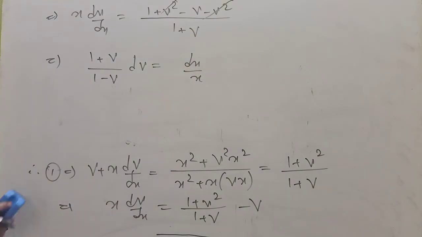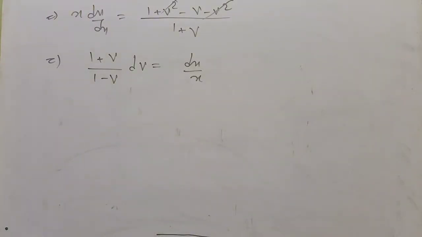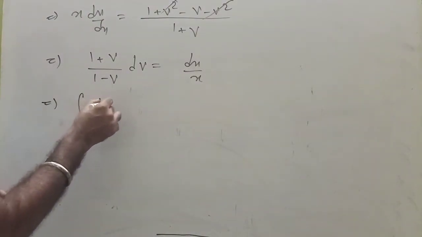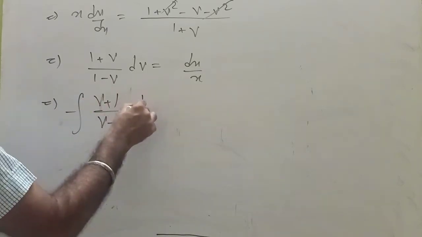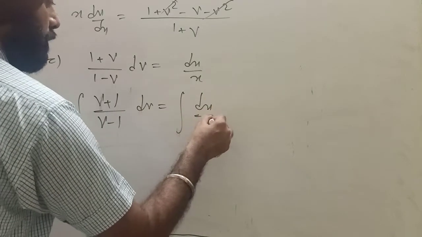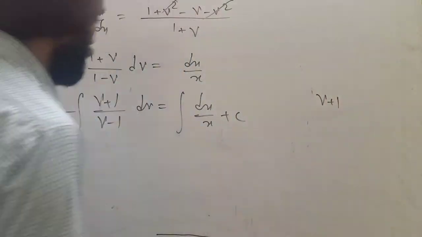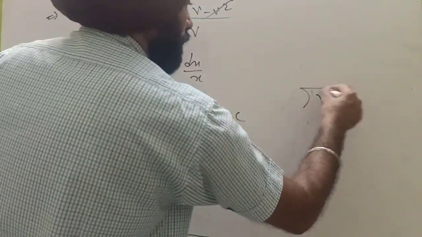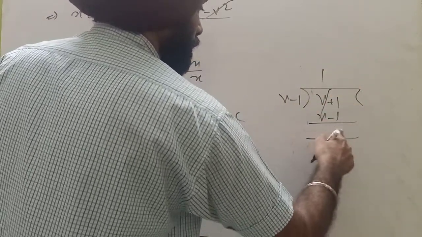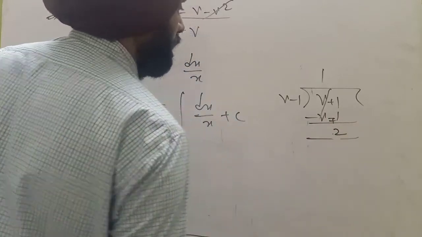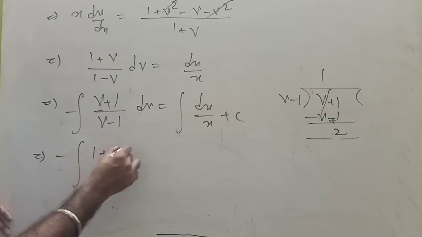Now this can be solved easily, integrating both sides, applying variable separation method. Integrating both sides. This can be written like this: v plus 1 over v minus 1 after taking negative sign common, integral of dx over x plus c. Now the degree is same, so applying long division method, or you can separate this also. Long division. So this is 2. Quotient is 1 plus remainder over divisor.